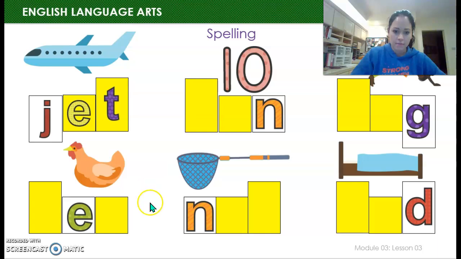Okay, let's try another one. In your notebook, I'm going to have you write it before I write it. So what's our picture? We have a hen. And I want you to think, they gave us the eh. What's our beginning sound? Write it in your notebook. Then eh. Write the letters you hear.